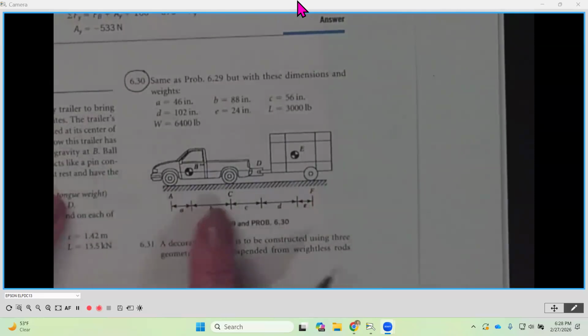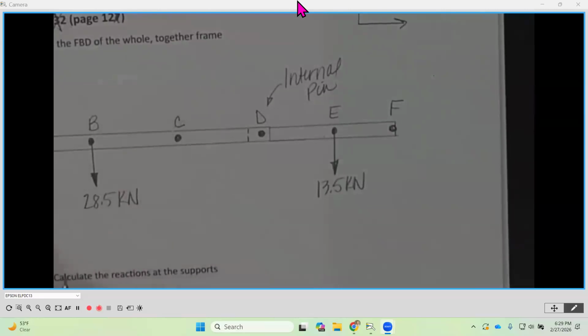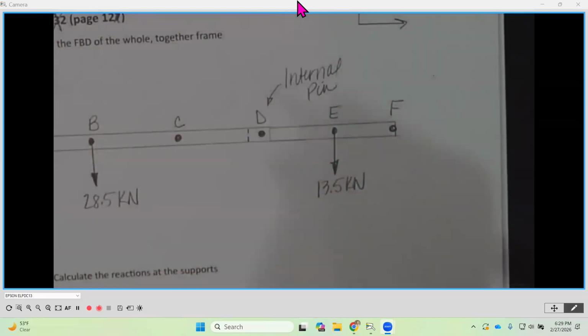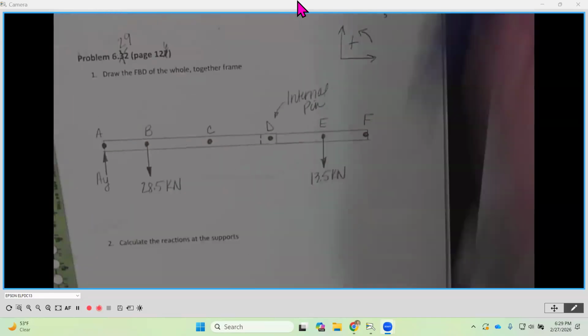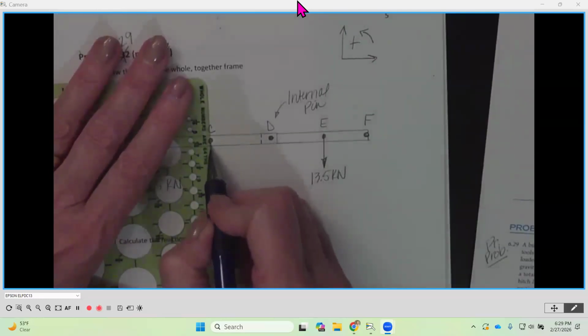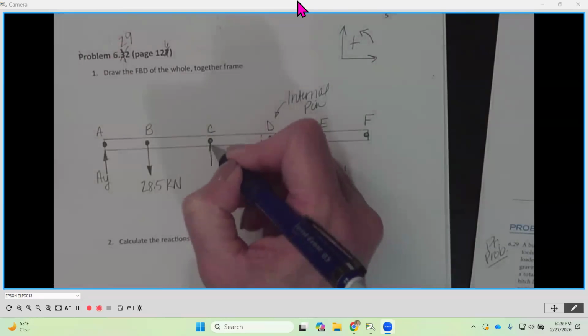So that means they're each going to have one force supporting perpendicular to the surface that they're riding on, which is horizontal. Okay, so that means at A, there's going to be an AY, and I'm going to assume that it's going up. So it's going to be our AY. Let me zoom out a little bit. So I'm going to have AY. Then C is a roller support, so that's going to be CY.